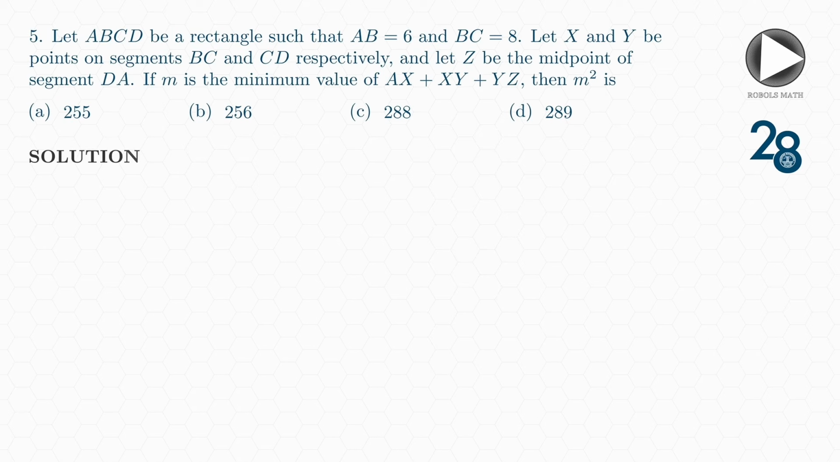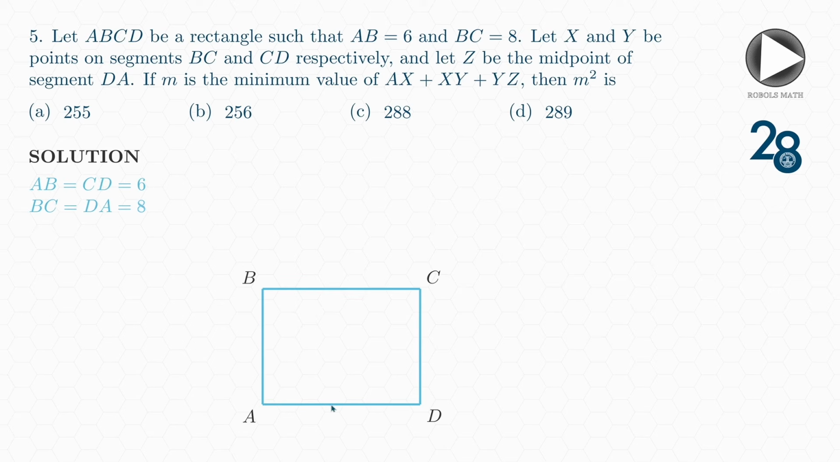Okay, so let's draw the rectangle ABCD. We're given that AB equals CD equals 6 because it's a rectangle. And then BC is equal to DA is equal to 8. And then we're given points X on BC, Y on CD, and Z as a midpoint of DA. Since it's a midpoint, the distances must be AZ equals ZD equals 8 over 2, which is 4. Okay, so that's what we know so far.